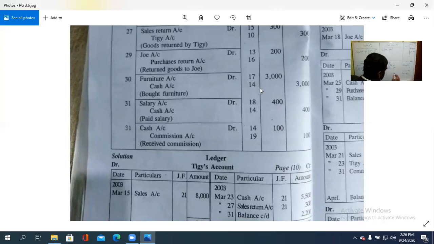And salary account debtor to cash. Here also one more account we need to prepare. Salary to cash. How much? 400. And buy salary 400.